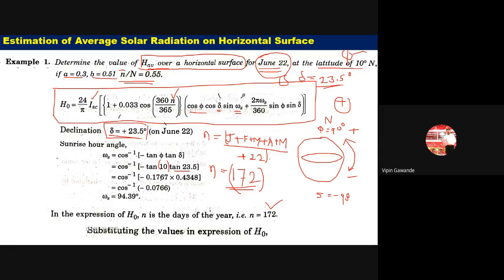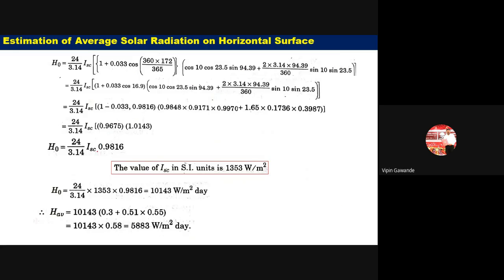We know the formula for calculating the sunrise angle: cos inverse of minus tan phi tan delta. Using this equation, we calculate the value of omega s. So omega s is calculated as 94.39. Here we only have to fit two values, phi angle and delta angle, for the calculation of omega s. Now everything is known in the formula. Put everything in the formula and calculate the value of H0. So H0 comes out to be this much.